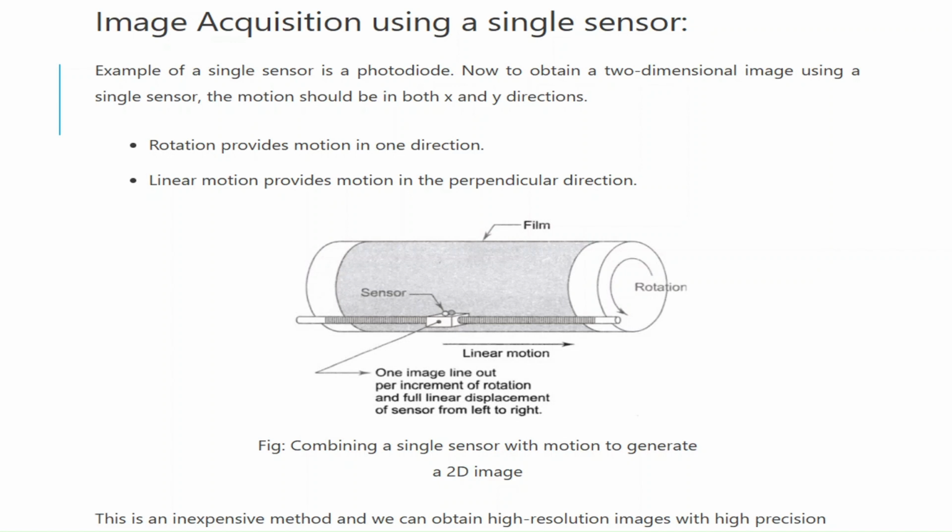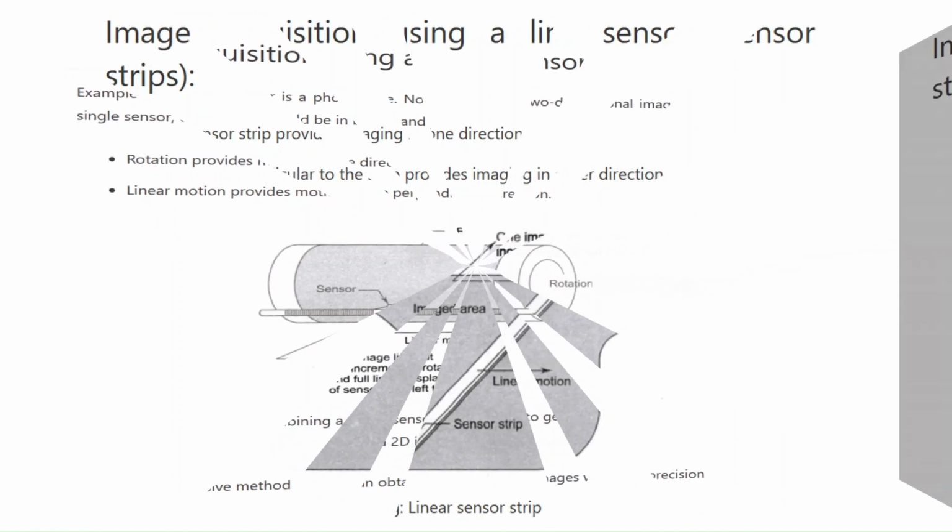As we can see in the image, we have a film, the rotational axis, and the linear motion on the sensor in between. So we combine a single sensor with motion to generate a 2D image, and this is an inexpensive method that we can use to obtain high resolution images with high precision.